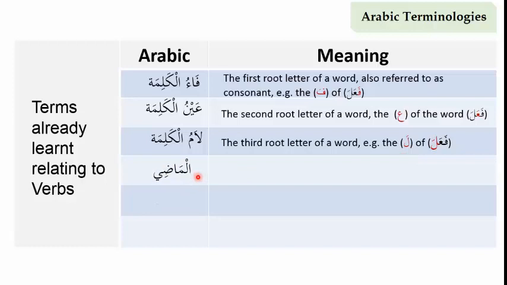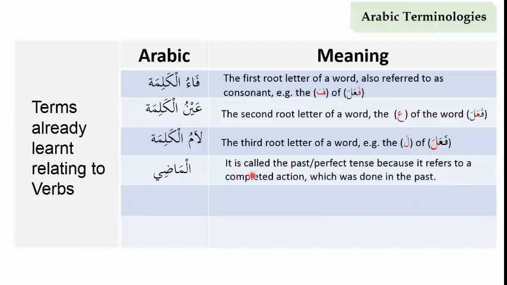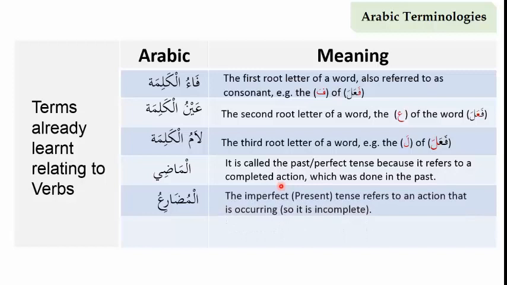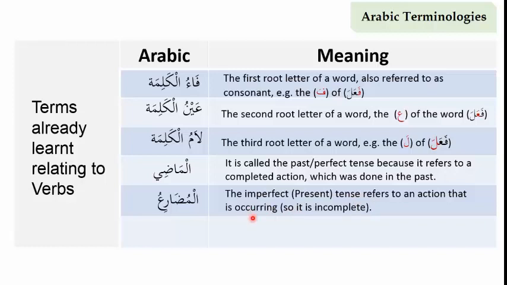Then we have al-madi. It is called the past or the perfect tense, because it refers to a completed action, and it is done in the past. It's completed, it's total, it's finished. Then we have al-mudari'. It is called the imperfect or the present tense because it refers to an action that is occurring, so it is incomplete. The action is still occurring. And then finally we have al-amru, which is the imperative or the command form.